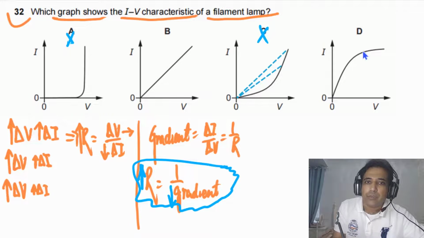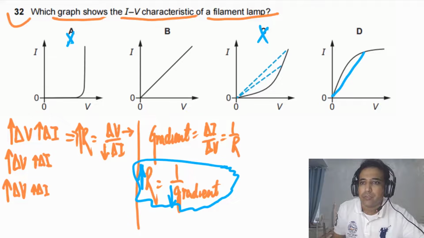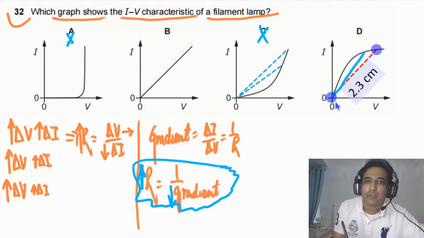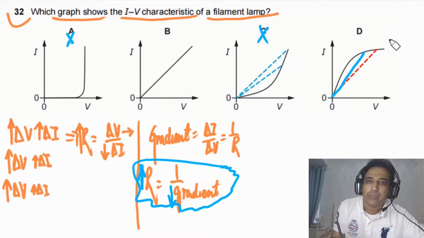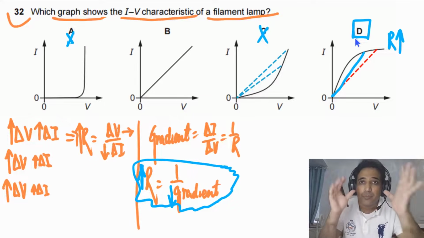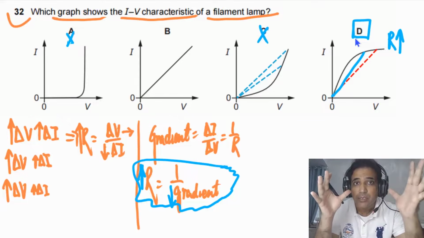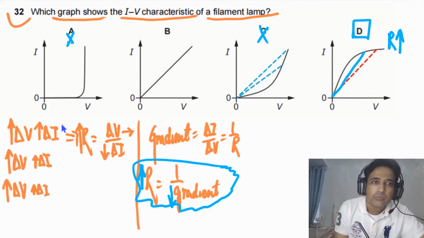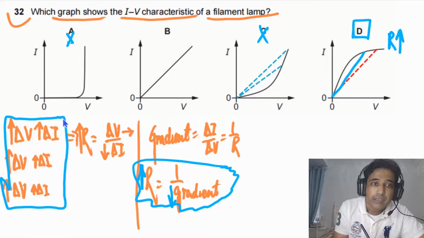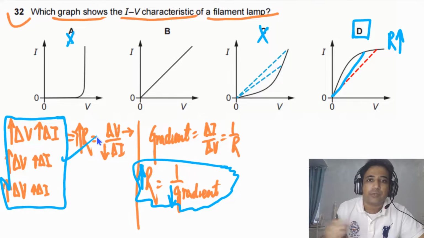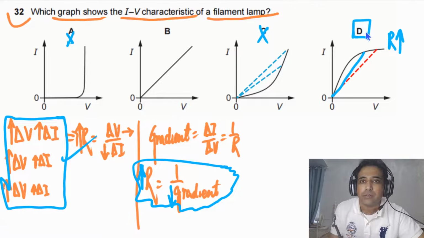And if we look at this graph, we can take 2 points. Let's say we take 1 point here, and another point here. In this case the gradient is decreasing, so it means resistance is increasing. So the answer for this question is D. A beautiful thing you need to understand about the filament lamp, and most of the time students don't understand this one, or they have a misconception about it. So try to master this. The answer for this one is B.